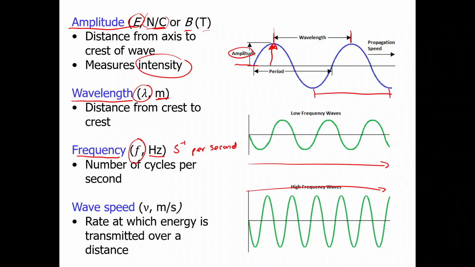So remember that when you have a wave, sometimes the wave propagates through space, sometimes it's just the energy that propagates through space. And so this is the rate at which the energy is transmitted over a distance. So it's still going to be basically distance over time for wave speed if it's constant. So that's why the units are meters per second. But we use this, it's technically nu, the Greek letter nu, but it's almost like a curvy V for wave speed.